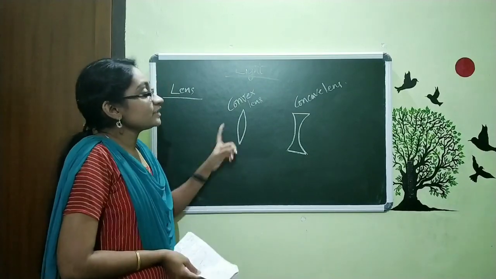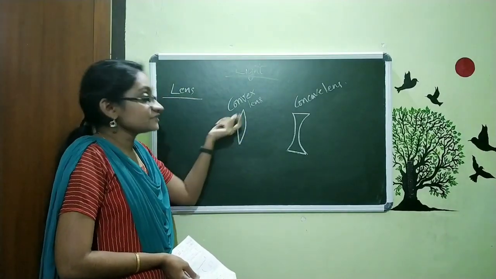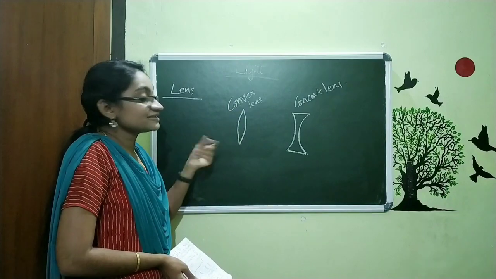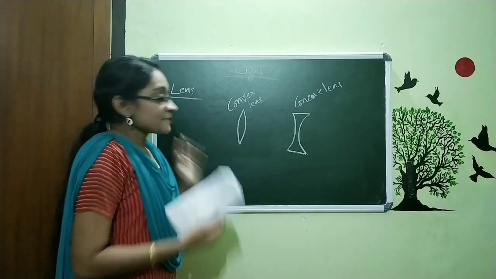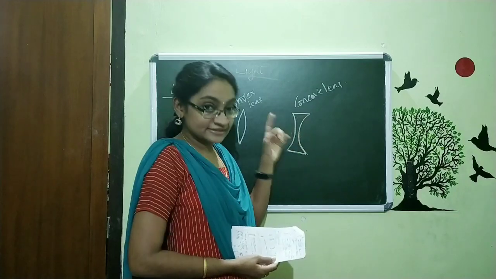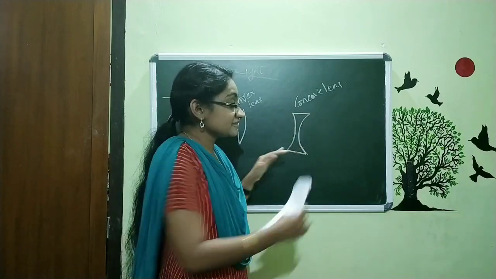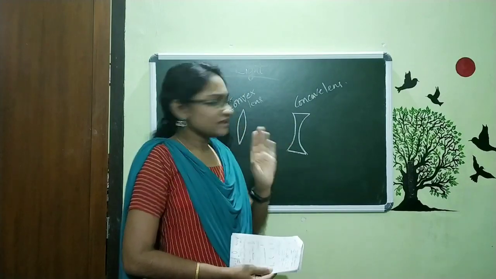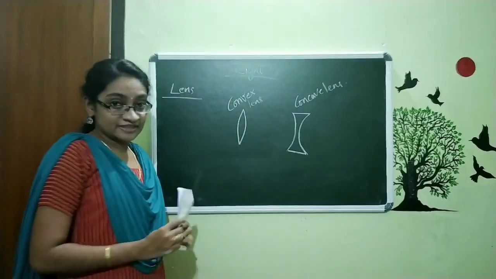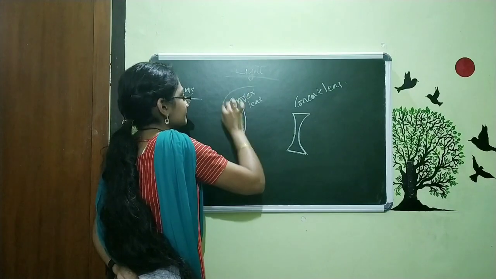That means here you can see this is the lens which is having at the two ends very thin, and at the center it is thick. And for this concave lens, at the two ends the thickness is more, and at the center it is very thin. These are the two types of lens that you want to focus.